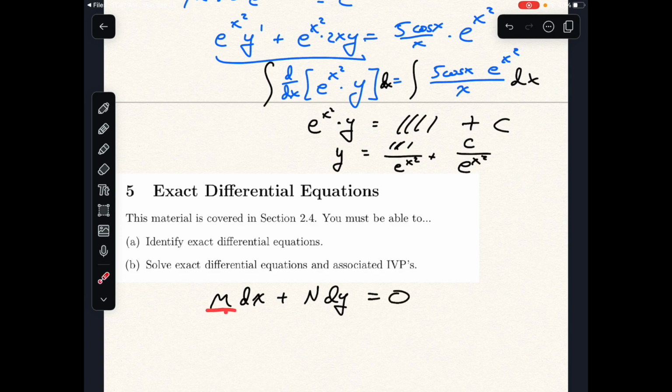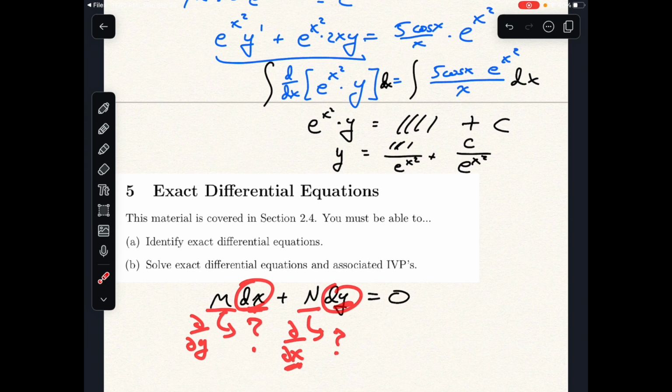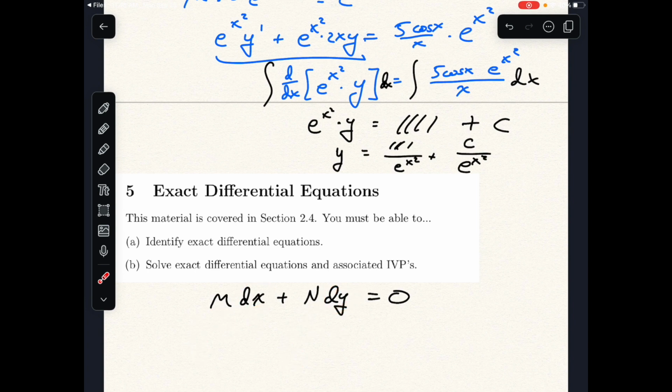So there's a dx right here, so what you want to do is take the derivative with respect to the other variable to get the mixed partial there, and then do the derivative with respect to the other variable over here. So here there's a dy, so do the other derivative, with respect to x, and then see if you get the same thing for both of these mixed partial derivatives. If you get the same thing, then it's exact. If you get something different, it's not exact.